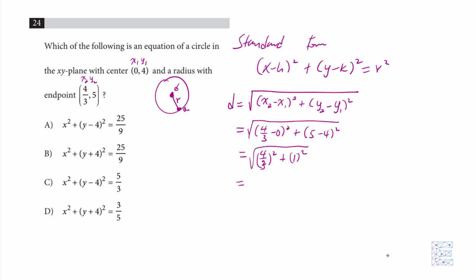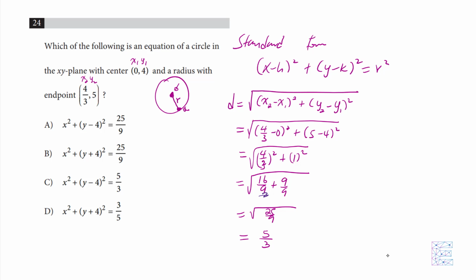And that gives us 16/9 plus 1. And that's still square rooted. However, we can be a little bit creative in how we write this 1, right? Since this denominator is a 9, why don't we write this 1 as 9/9? That way we can add the numbers together. So we would have 25/9. So the square root of 25 is 5 over the square root of 9 is 3. We know the distance, also known as radius, is 5/3.